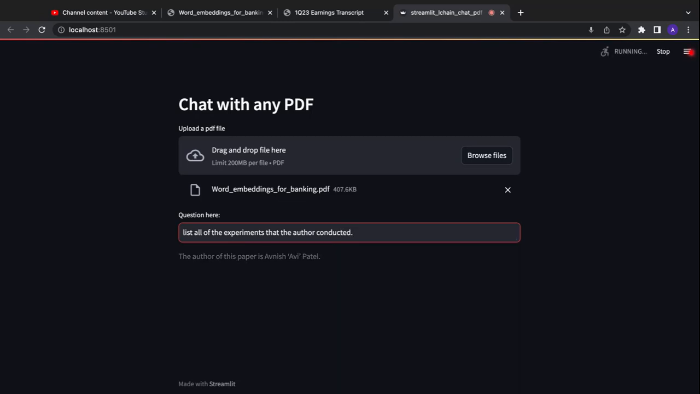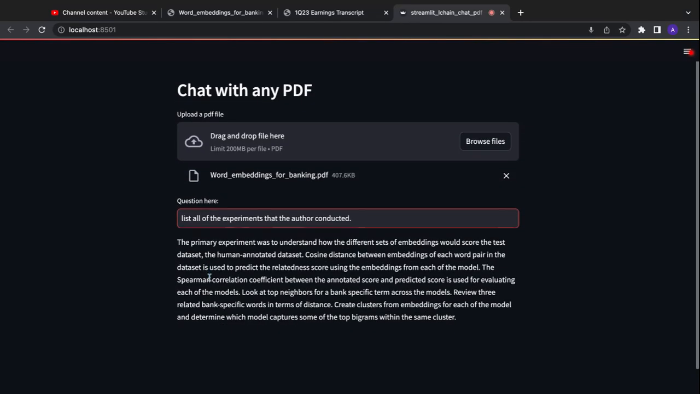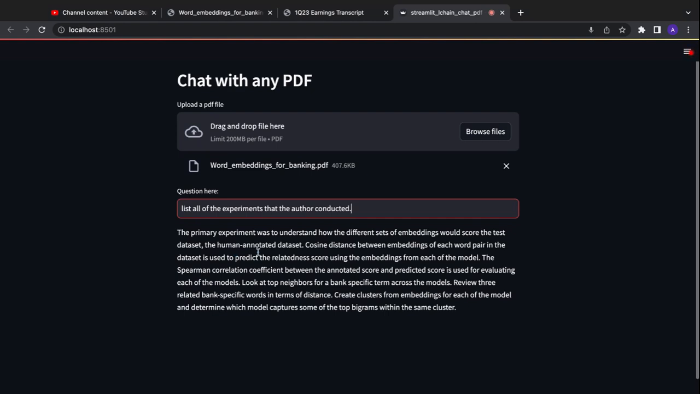These large language models are really good with in context learning, so it should go pick up the content that's related to experiments and then basically list them. So it does pick up on the fact that I did talk about a primary experiment. So it does say the primary experiment, and then it does actually do a good job. I did create clusters from embeddings, and then I had done some work around top neighbors, etc. So it does a good job, as expected, of picking up the content related to experiments and sort of listing them out here.